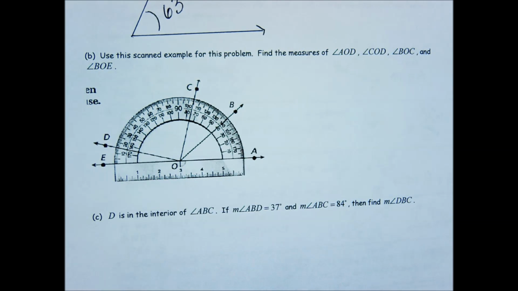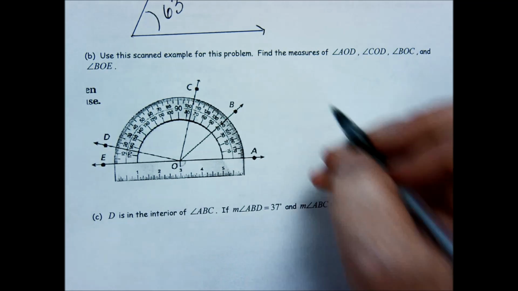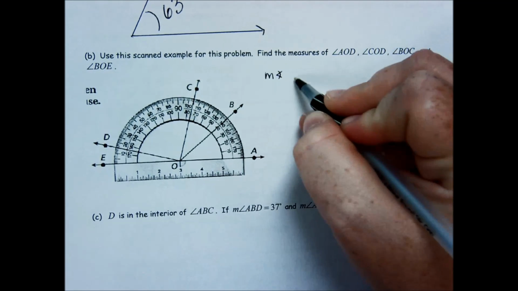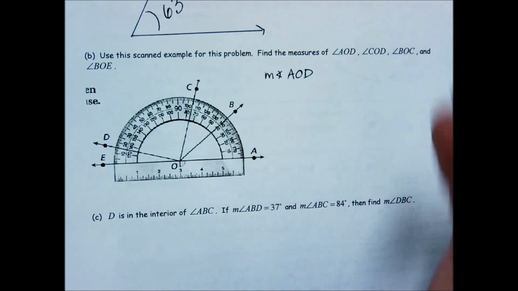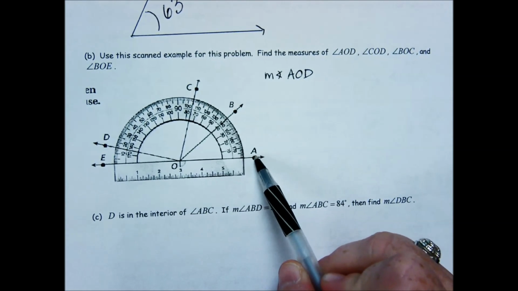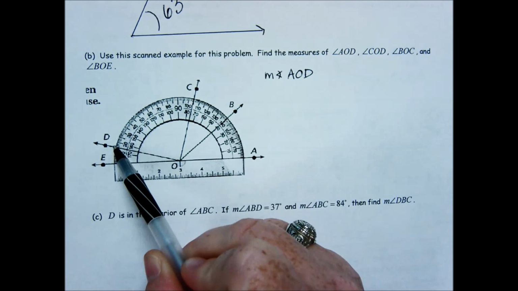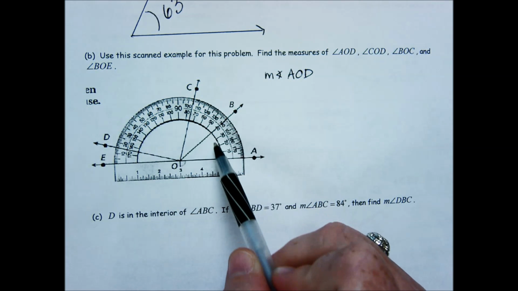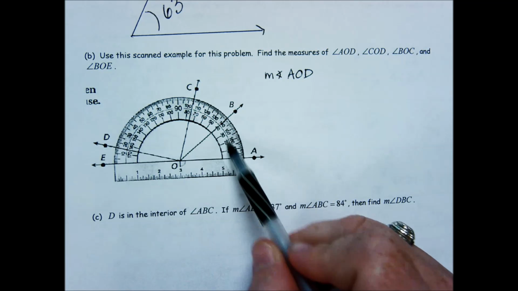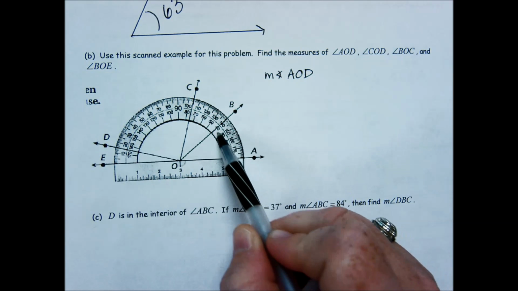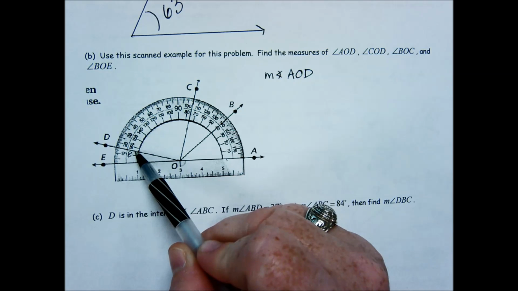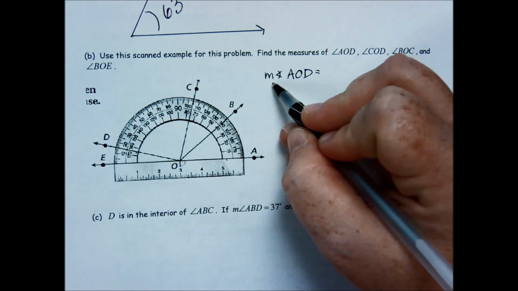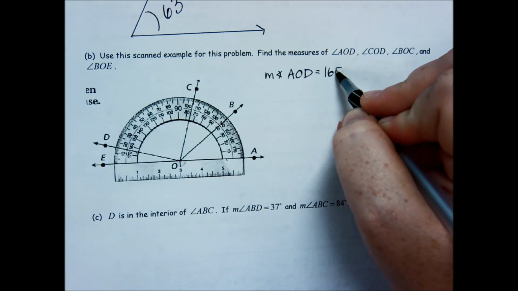Find the measures of angle AOD, angle COD, angle BOC, and angle BOE. So let's start off with the measure of angle AOD. So AOD means I'm going from A to O to D. So I can tell this angle is going to be bigger than 90 degrees, right? It's quite big. So I'm going to use these inside angles right here, starting at 0 and going all the way around to what looks like 165 degrees. So I can say that the measure of angle AOD is 165 degrees.